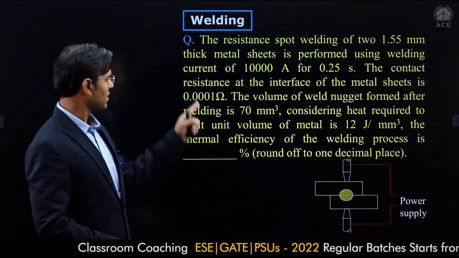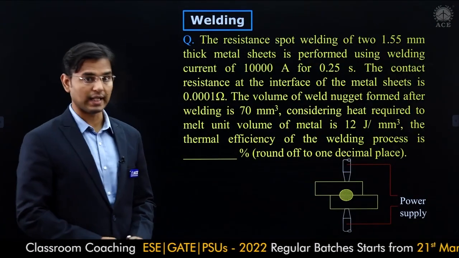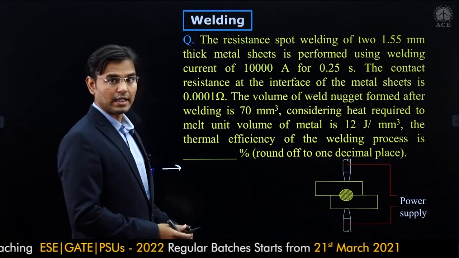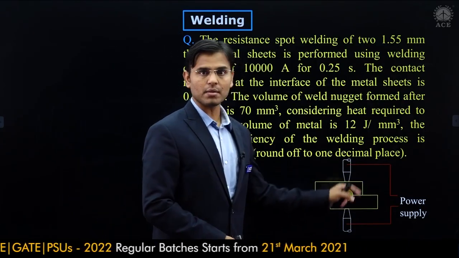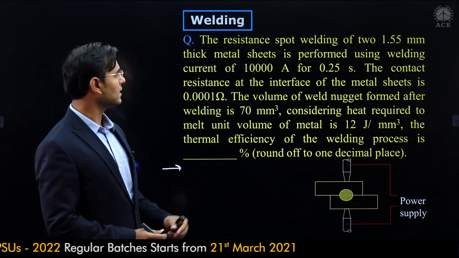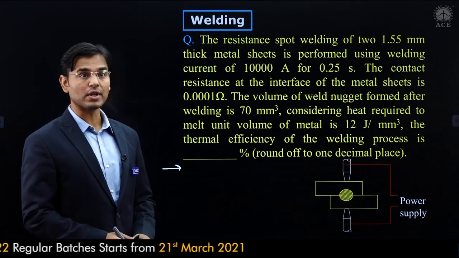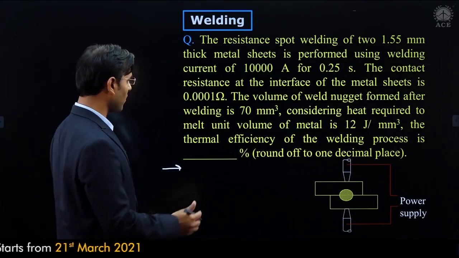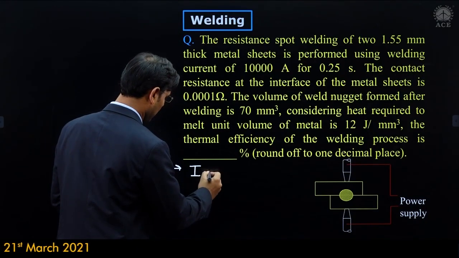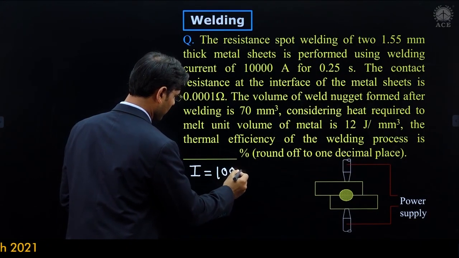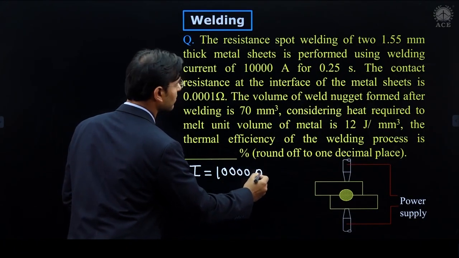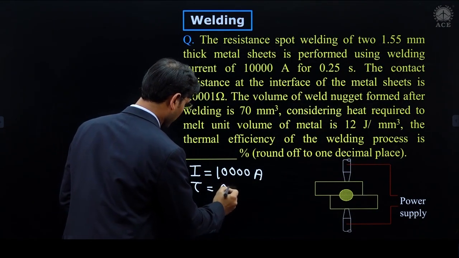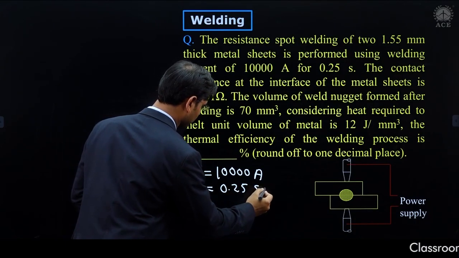Now see, next question which is asked on resistance welding. Just see, the resistance spot welding. Resistance spot welding is there. Just see the diagram of resistance spot welding. The resistance spot welding of two 1.5 millimeter thick metal sheets is performed using a welding current of 10,000 ampere. Welding current is given 10,000 ampere, for 0.25 second. Time is given for 0.25 second.